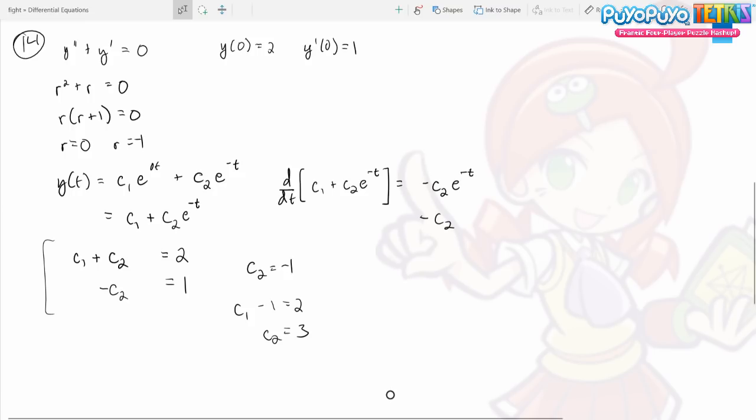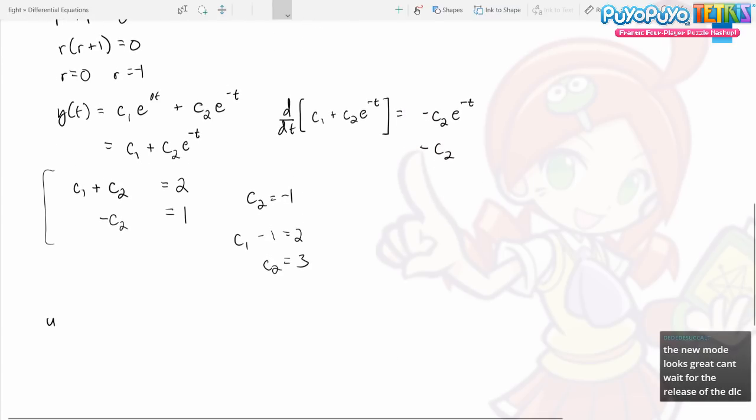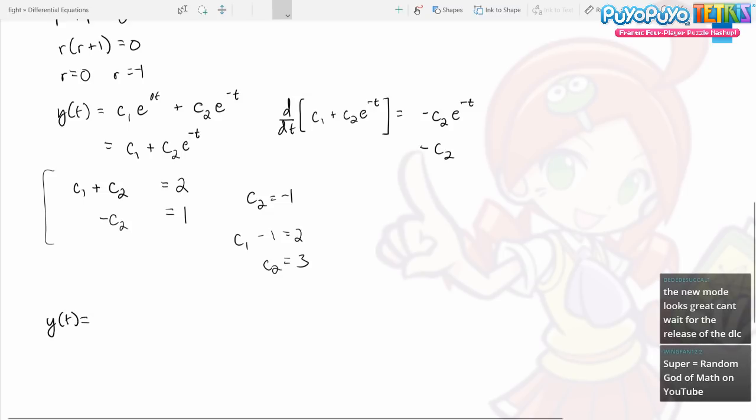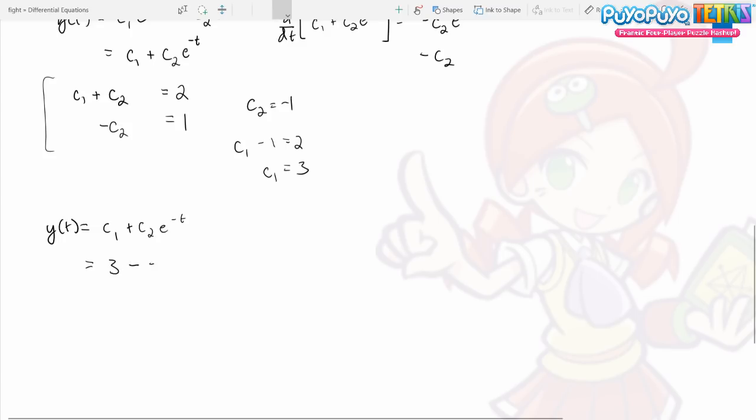Okay, let me check if I got this right. Wait, it's not over yet. Oh, I'm stupid. Okay, so once I found out the coefficients, I need to rewrite the real solution equation. So it was c1. Shoot, my c's are like e's. c1 plus c2. So then this actually equals, if c1 is 3 plus minus, okay.